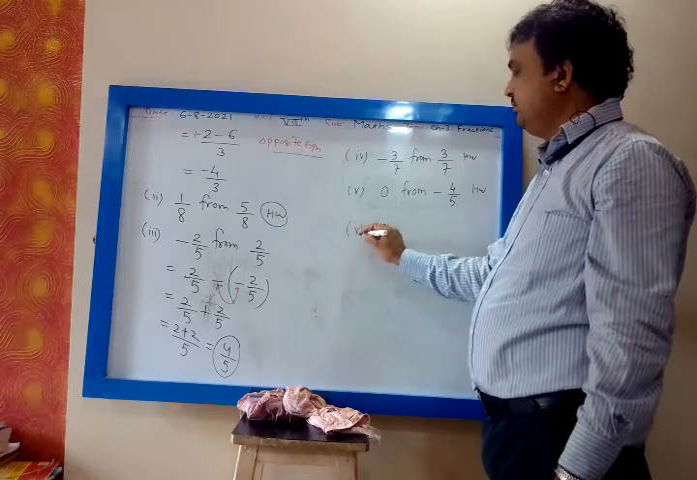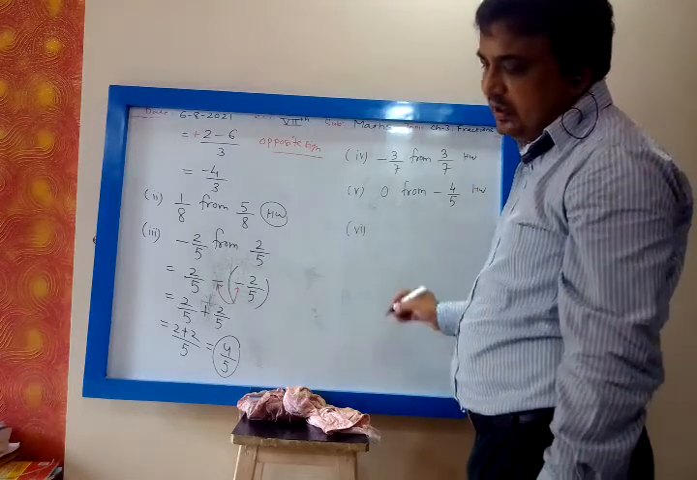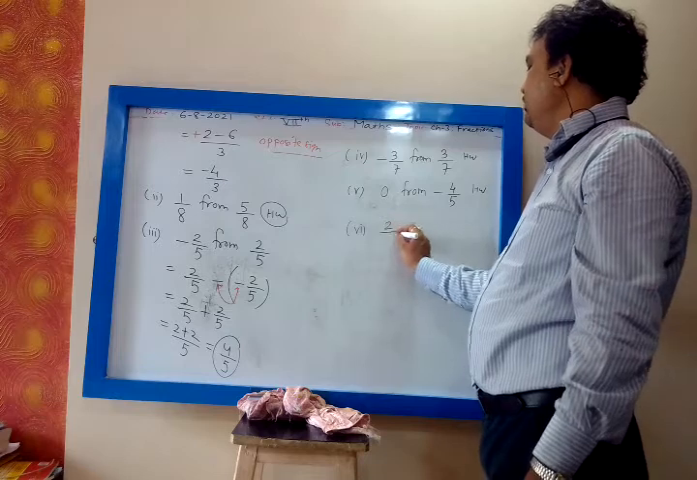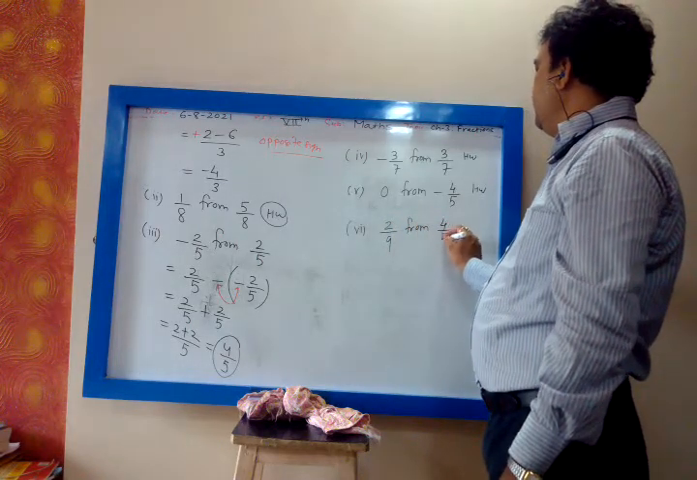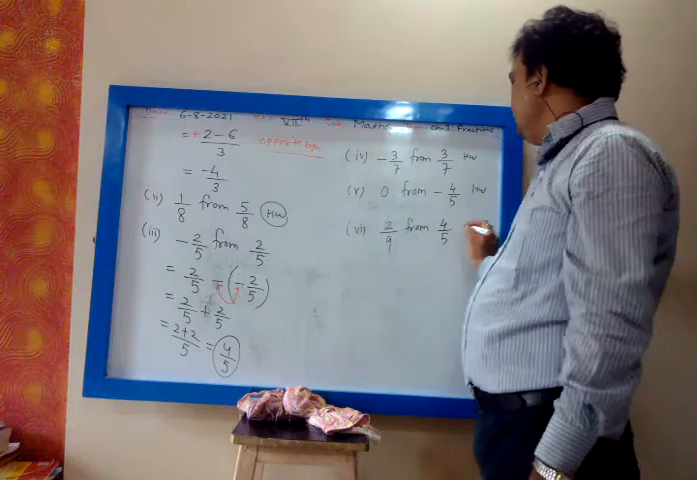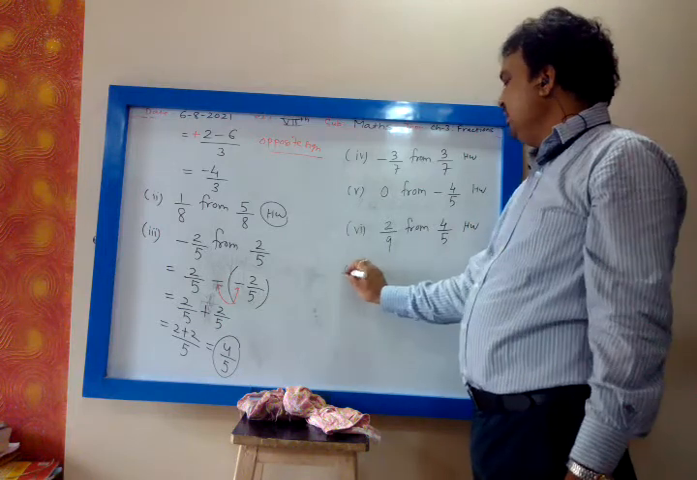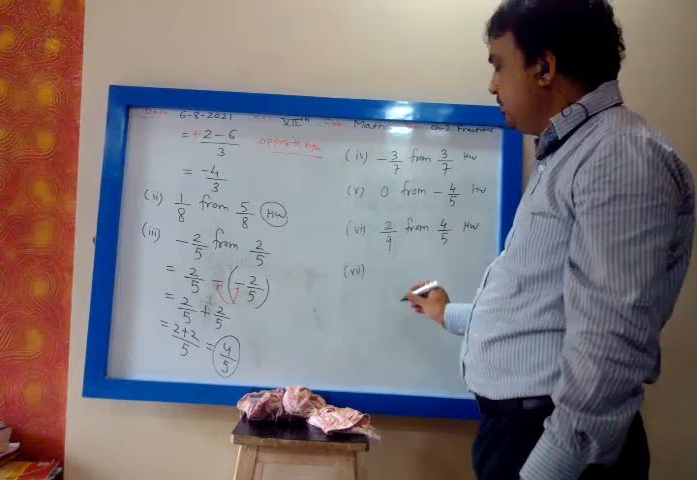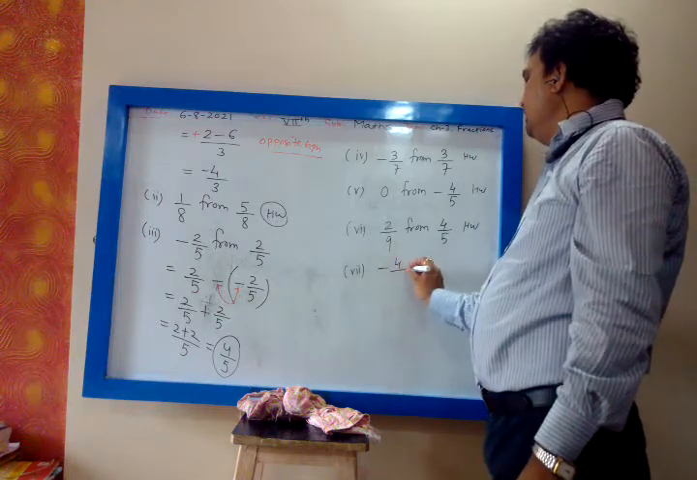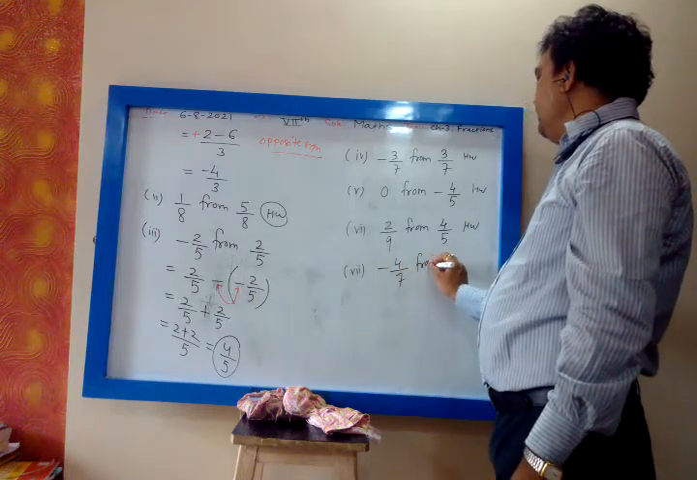Then sixth one, 2 by 9 from 4 by 5. Subtract 2 by 9 from 4 by 5. 4 by 5 minus 2 by 9. Then you take LCM of the denominators. The same thing we have done in rational numbers. Minus 4 by 7 from minus 6 by 11.